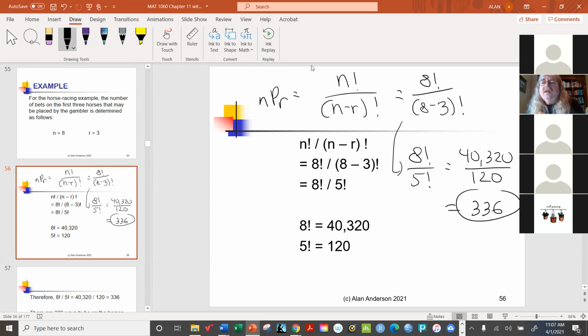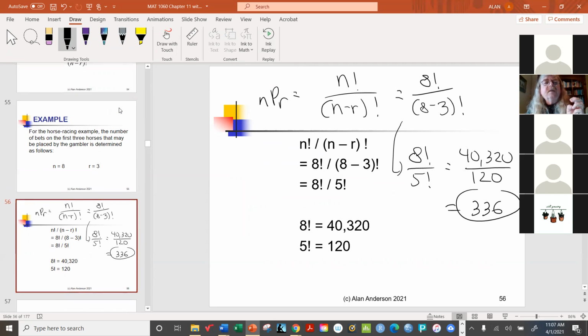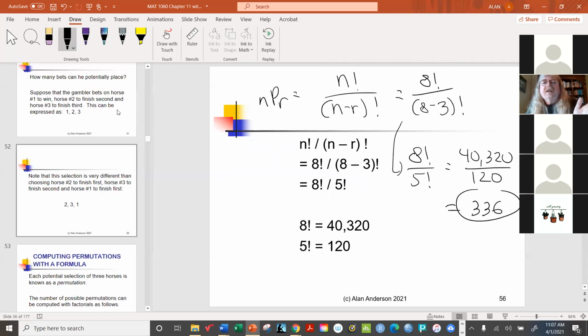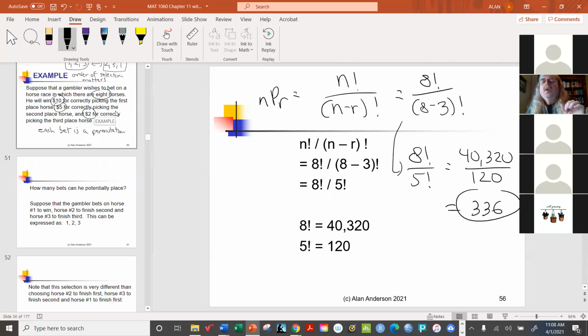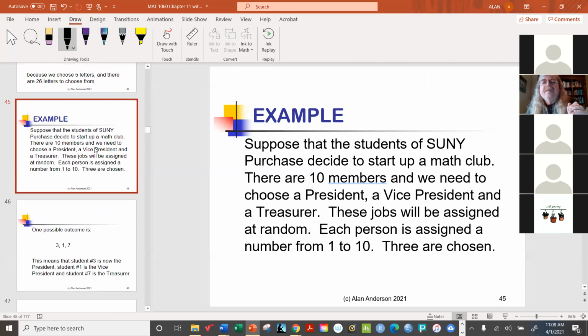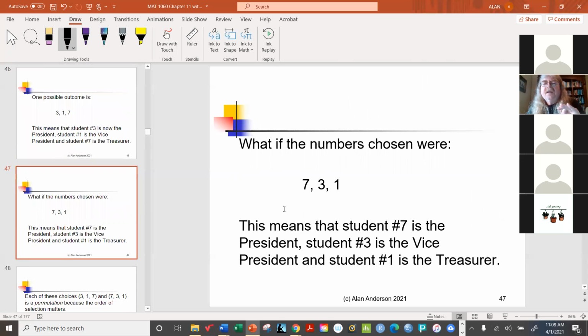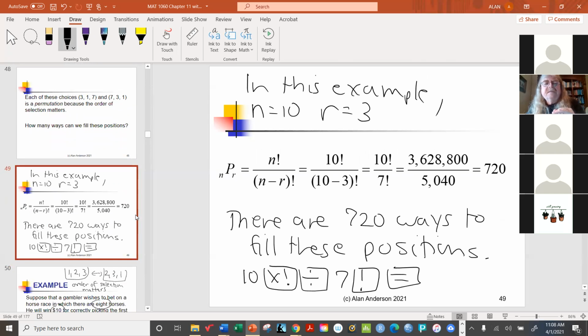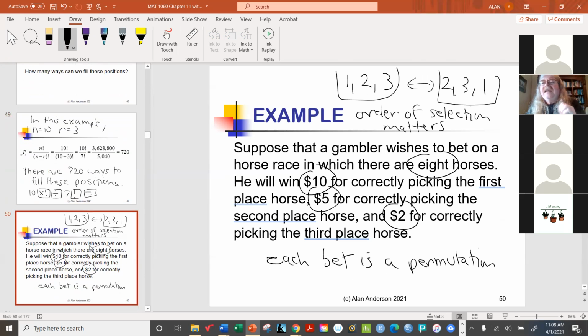Now, again, you notice the one thing we did not, and I forgot to mention this with the last example, earlier when we had the letters and the license plates, we had to make a separate case for when the letters could be repeated. With this situation with the students, that can't happen. You can't pick student number 3 to be both the president and the vice president. So it's not possible to have any repeated choices. So we can just go ahead and use this formula directly. The same thing with the horse racing. You can't have horse number 1 finish first, second, and third. So we don't have to worry about that situation arising. No repetitions are possible. But when they are possible, we have to use a different formula.